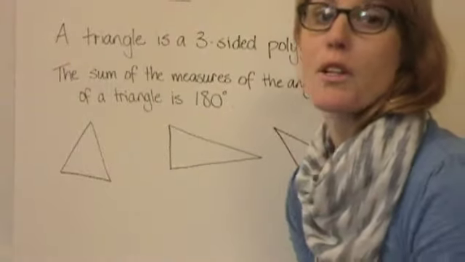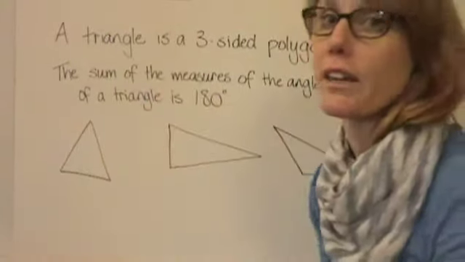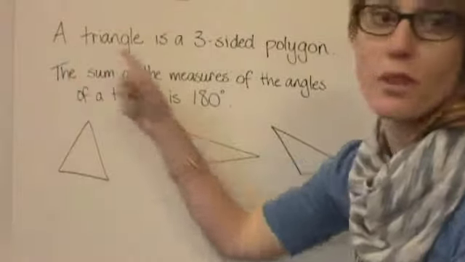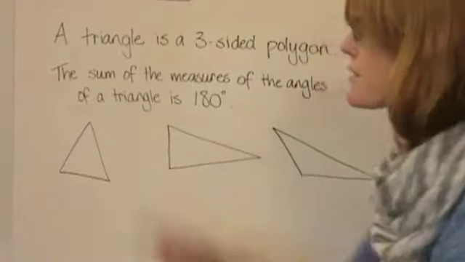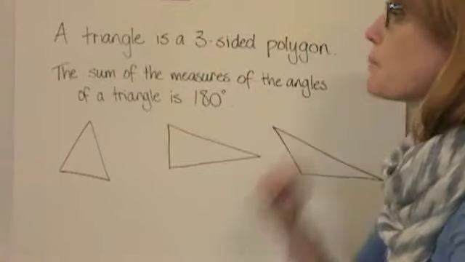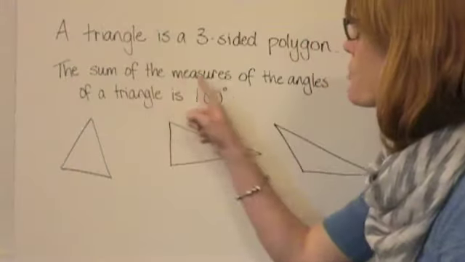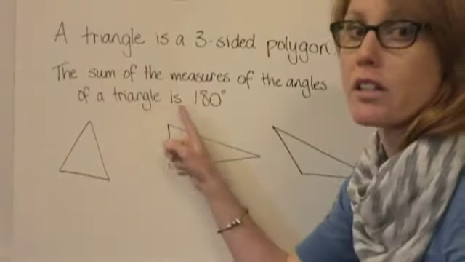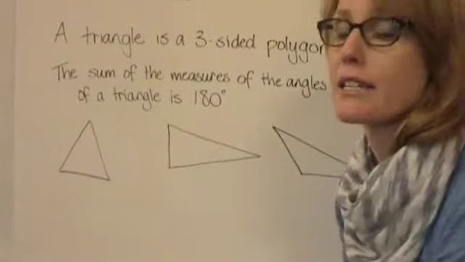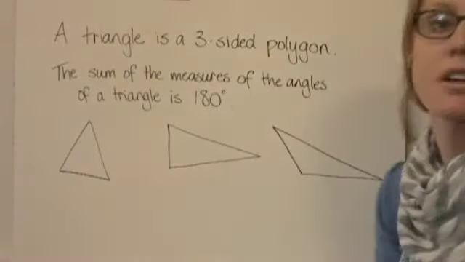Hi everyone, today we're going to be having a look at classifying triangles. First of all, let's remind ourselves of what a triangle is. A triangle is a three-sided polygon, and the sum of the measures of the angles of a triangle is always 180 degrees. And here are some examples of some triangles.